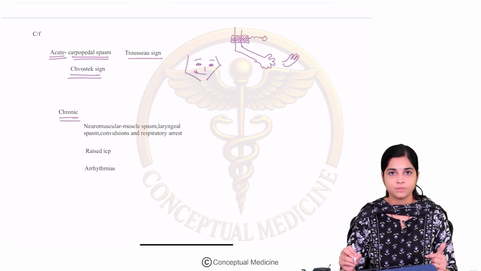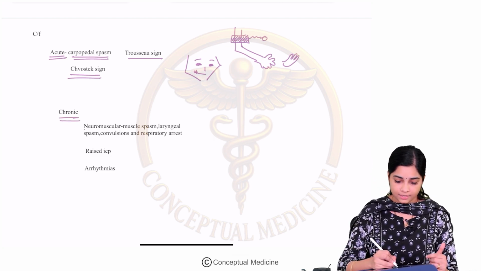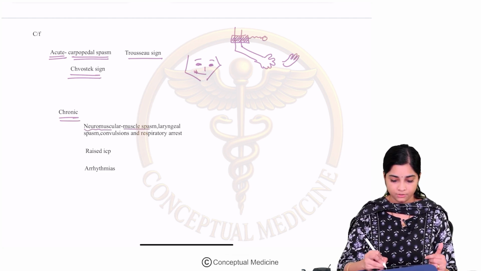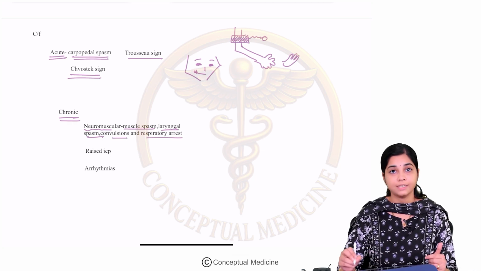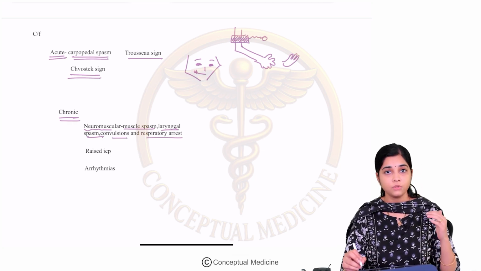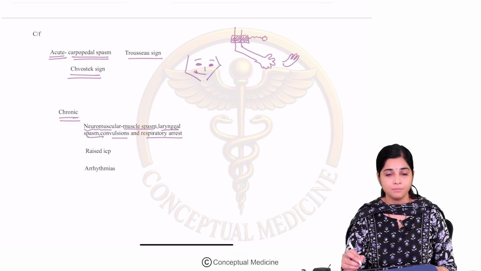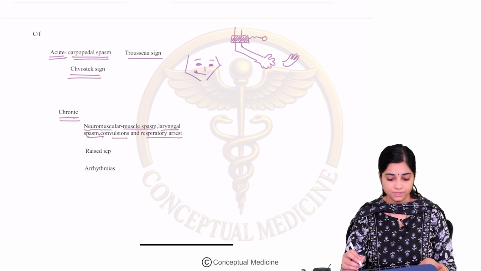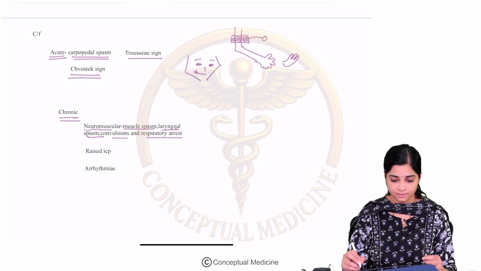Chronic hypocalcemia, how is it going to present? Chronic hypocalcemia can have neuromuscular manifestations. It can cause muscle spasms, laryngeal spasms. There is an increased risk of seizures and even respiratory arrest. So chronic or very severe hypocalcemia can cause muscle spasms, laryngeal spasm, convulsions and respiratory arrest.